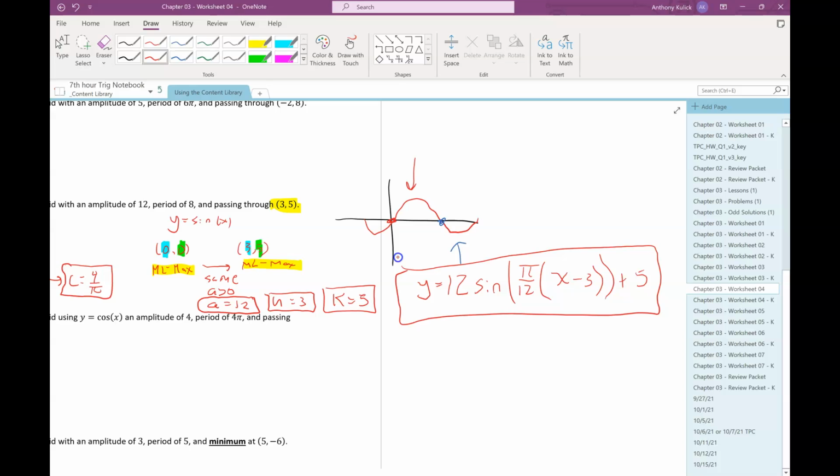Leo? Is the C supposed to be pi over 12 or pi over 4? It should be pi over 4. Thank you. I don't know where I got the 12 from. Probably looking at the A.